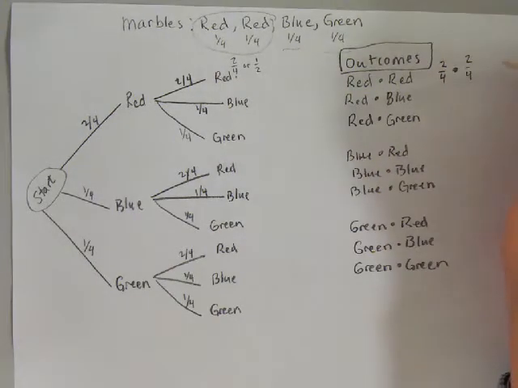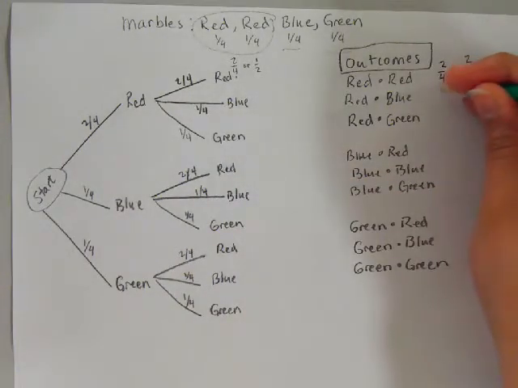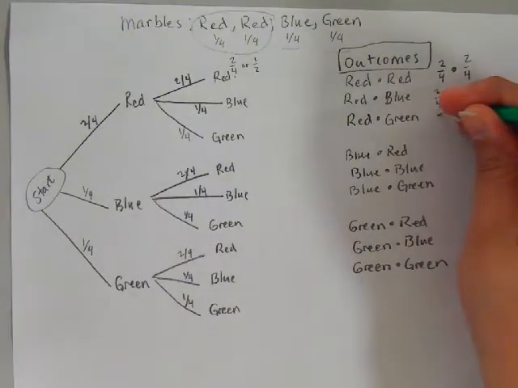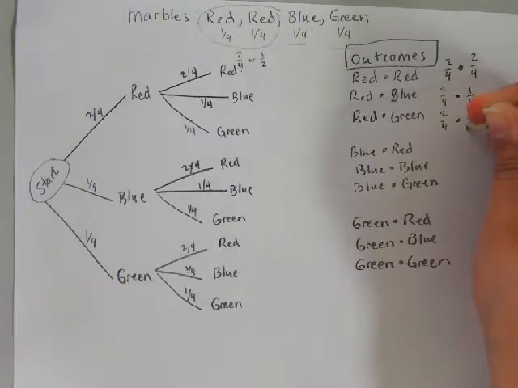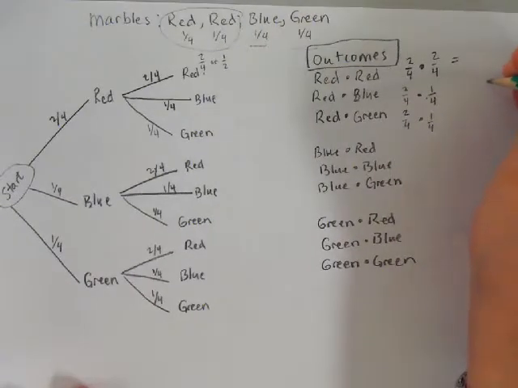Okay, and then we're going to keep following along. So we've got red and blue, and that's going to be 2/4 and 1/4. Notice these guys are a little bit different. 2/4 times 1/4. Okay, so these are going to be different ending probabilities, and we just have to be really, really cautious that we're multiplying correctly.